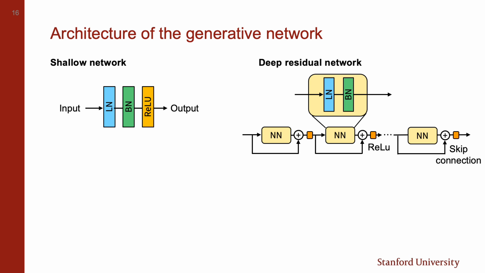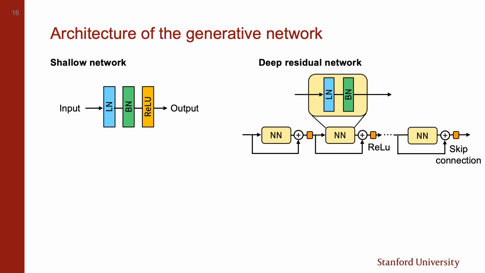At last, I'd like to talk about the architecture of the generative neural network. The network architecture is also an important aspect in the GlowNet algorithm. A proper architecture can speed up the convergence and find better optima. There are many different architectures developed in the computer science community. It can be as simple as a shallow network, which only consists of one linear layer, one batch normalization layer, and a nonlinear activation function.